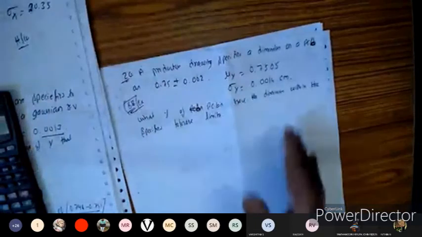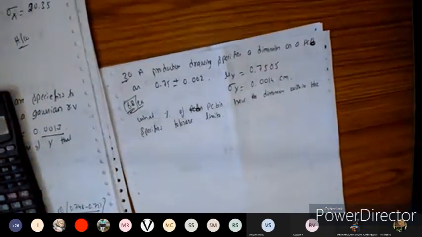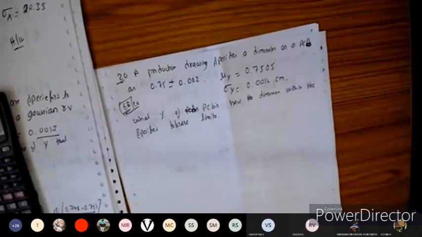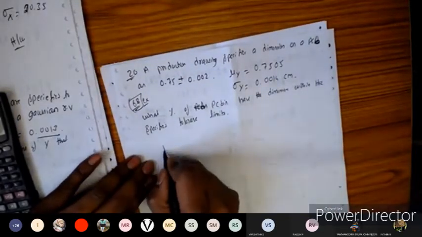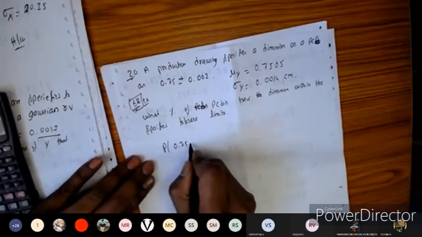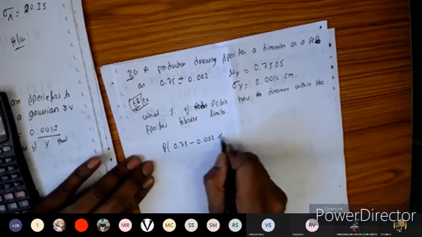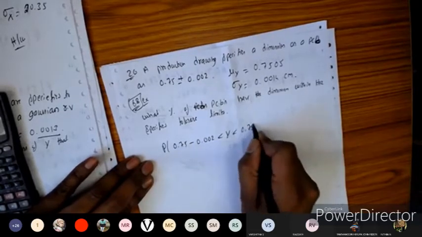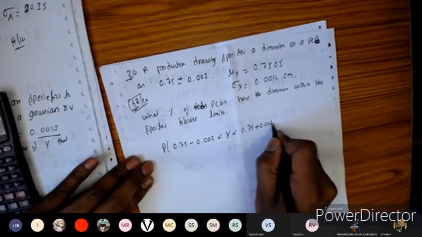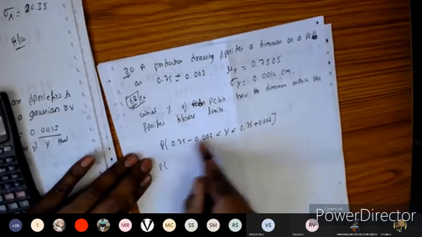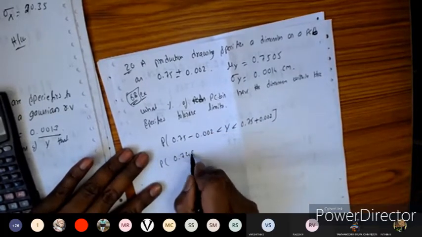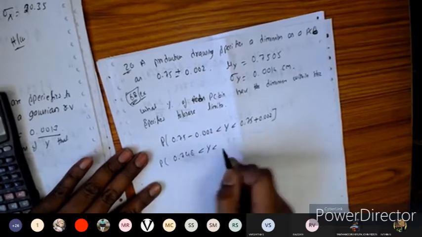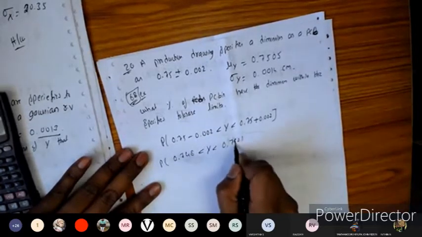Okay, so we need to find the probability that PCBs have dimensions within the specified tolerance limits. This is the same as the previous problem. So it is 0.75 minus 0.002 is less than y, is less than 0.75 plus 0.002. So 0.75 minus 0.002 becomes 0.748, and y is less than 0.752.